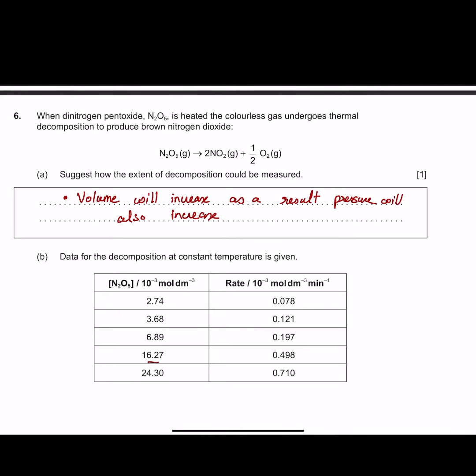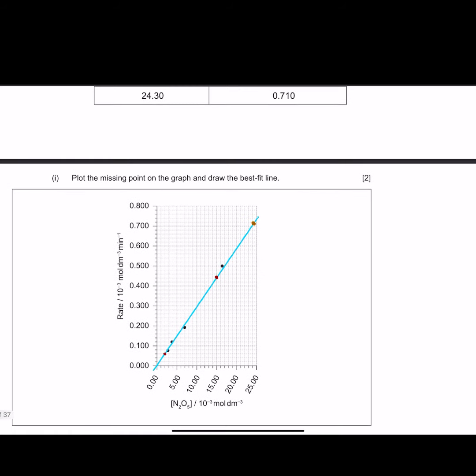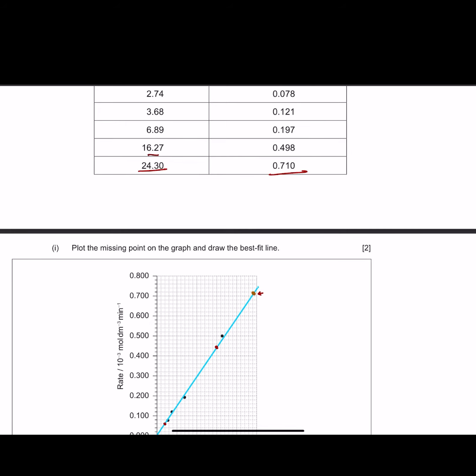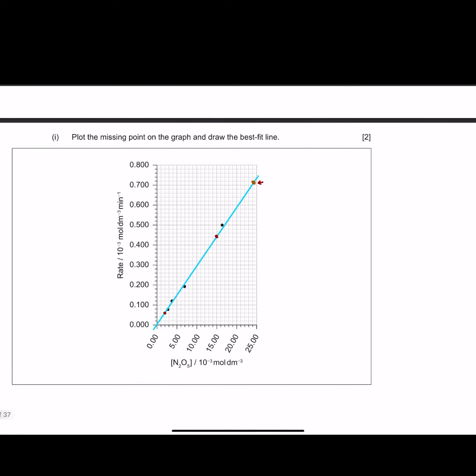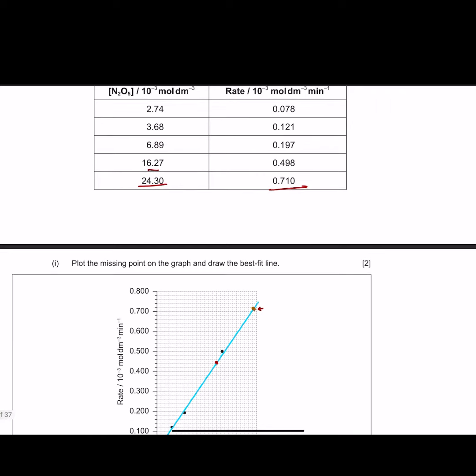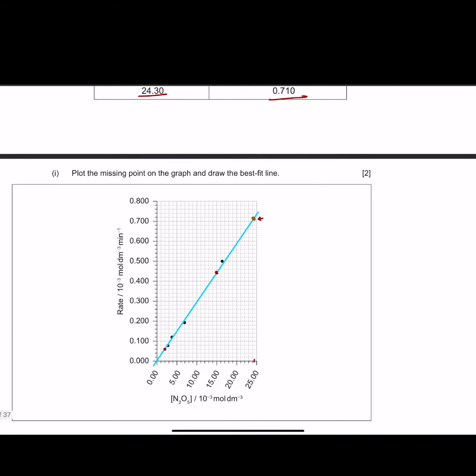Now here is the data for decomposition at constant temperature, which is given. For this one, you have to plot the missing point and draw the best fit line. I've already drawn this. So this is your missing point. That is this point. You have to plot. You can just find 24.3 on the x-axis and 0.71 on the y-axis, and then draw this point, and then you have to draw the best fit curve.